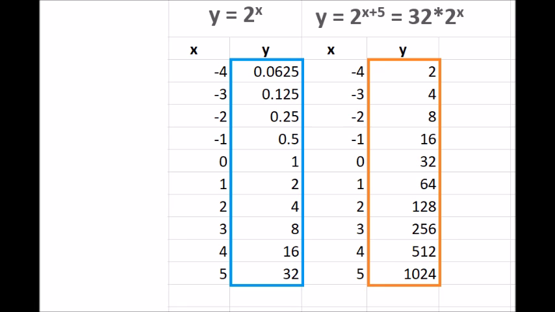Now to compare the data tables of the second and third graphs we saw. The x values are identical. However, the values boxed in orange are those boxed in blue multiplied by 32. Thus, numerically, we can see that a horizontal translation is equivalent to a dilation.